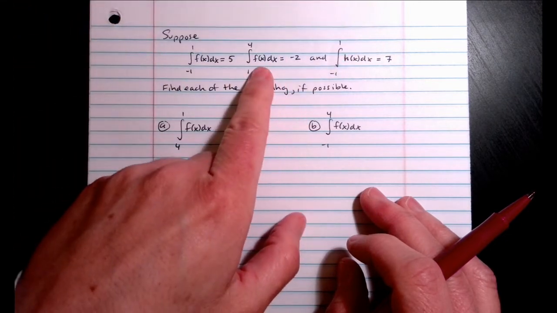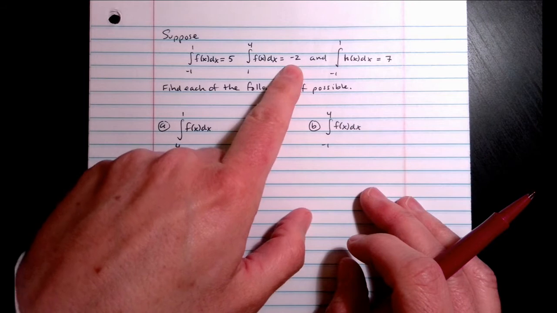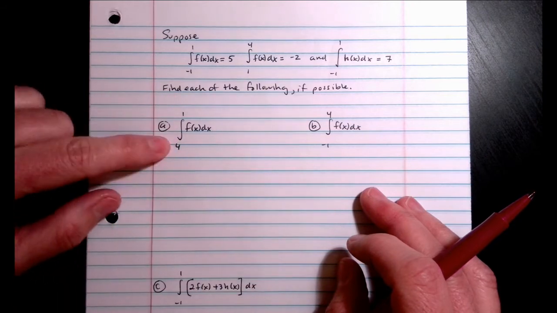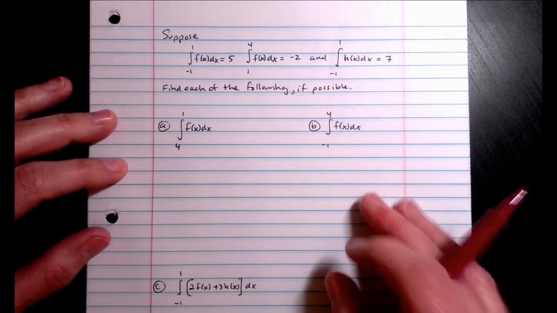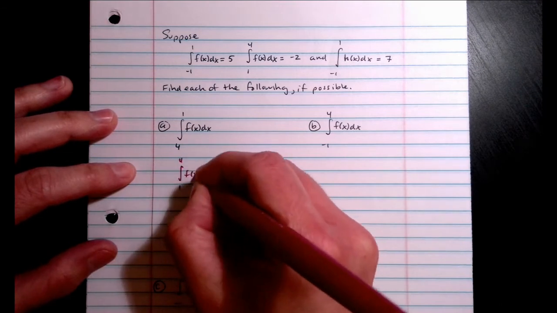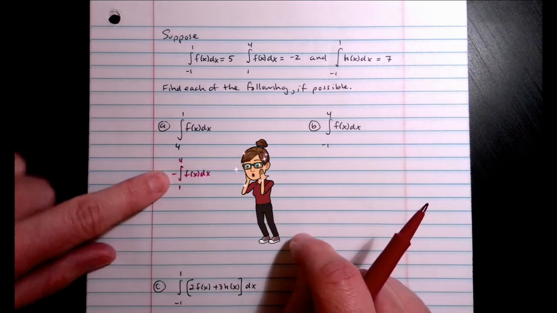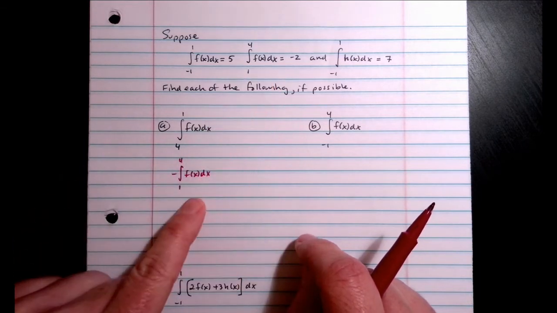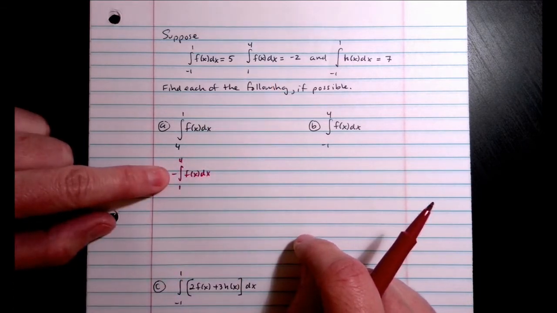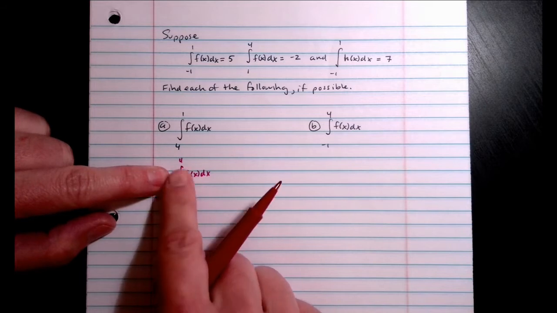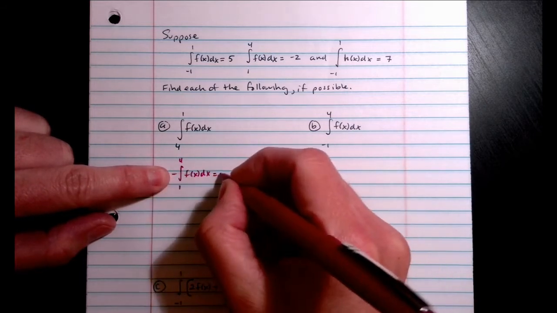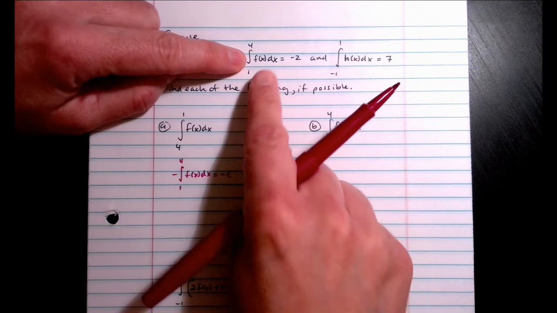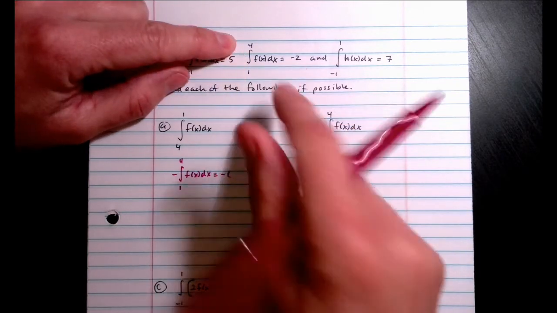We do know the area under f of x from 1 to 4 is negative 2, but these bounds are reversed. So we can use the property to reverse the bounds, and in doing so, we put a negative in front. Now we have the integral we need. So this says negative 1 times the integral of f of x dx from 1 to 4. Well, the integral of f of x dx from 1 to 4 is negative 2.